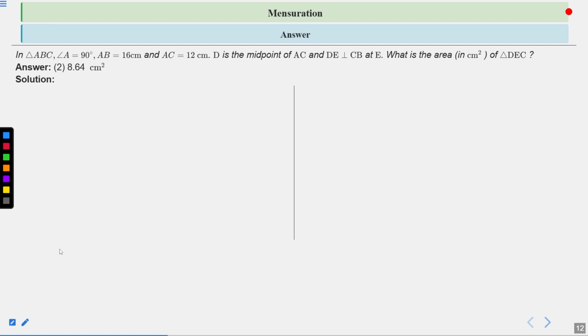Now see the detailed solution of this question. So it is clear that the triangle ABC is a right angle triangle. So the diagram will become like that. E is the point on BC according to the question, and at E, DE is perpendicular to BC.